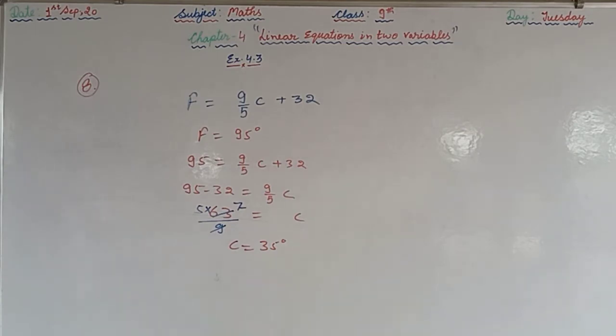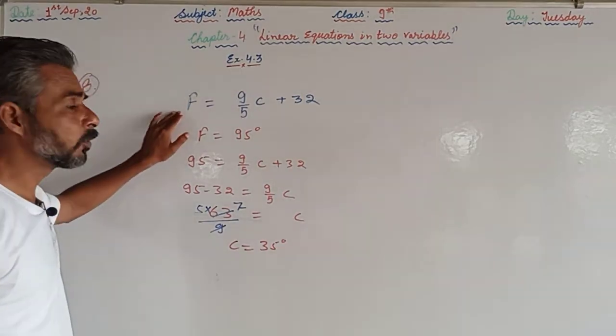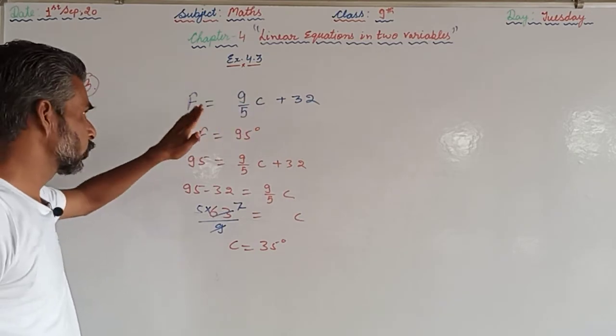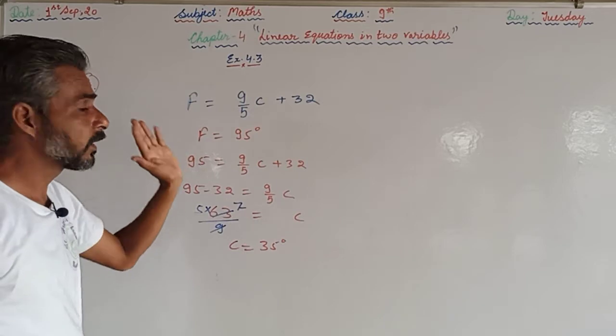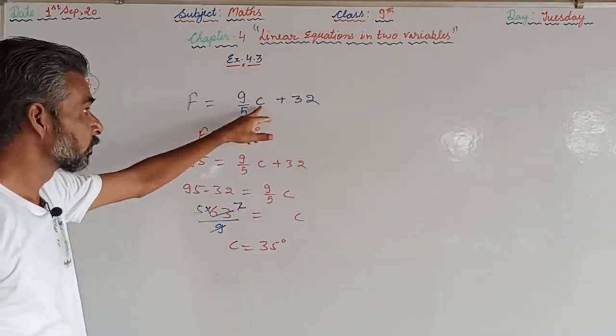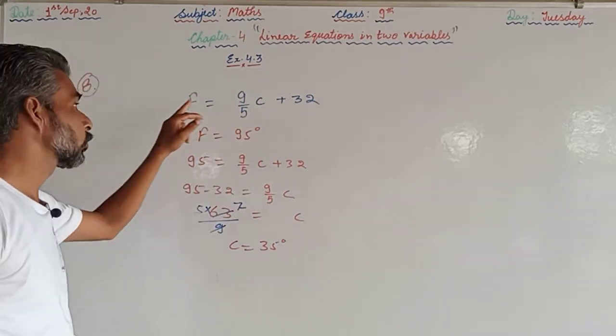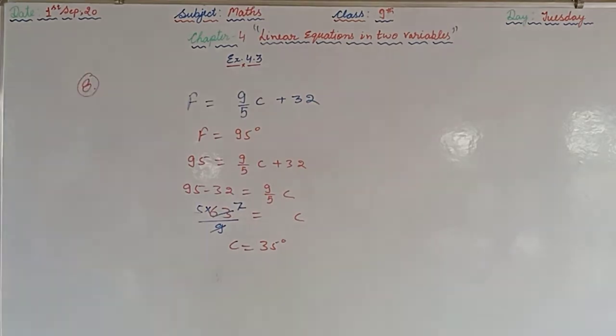Now the fourth part: if the temperature is 0 degree Celsius, what is the temperature in Fahrenheit, and if the temperature is 0 degree Fahrenheit, what will be the temperature in Celsius. One time we will put F equals 0, one time we will put C equals 0. When we put F equals 0, we calculate C, and when we substitute C equals 0, we calculate F. So you are supposed to do this by yourself.